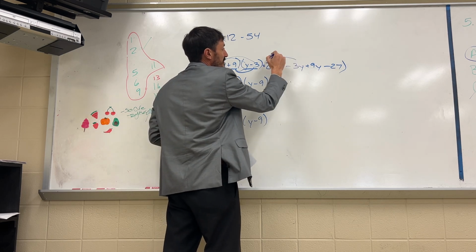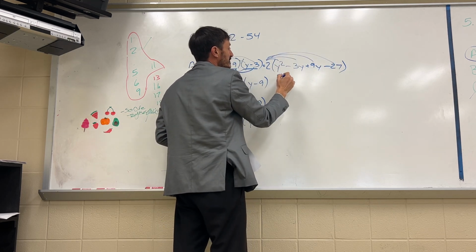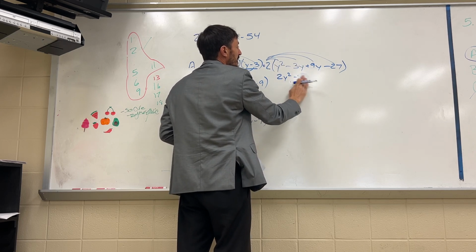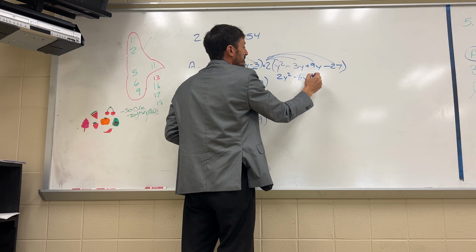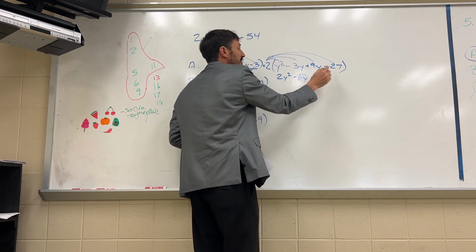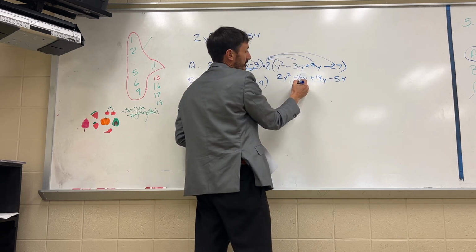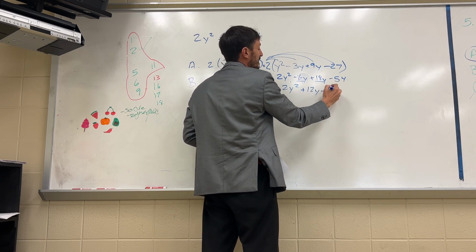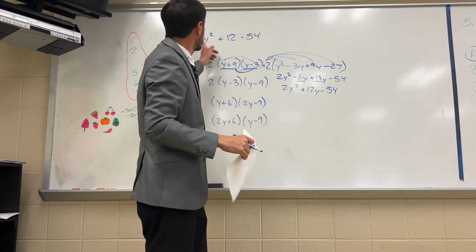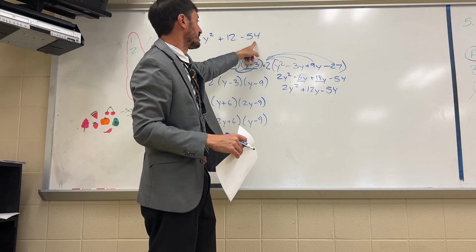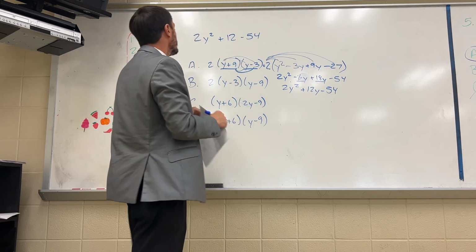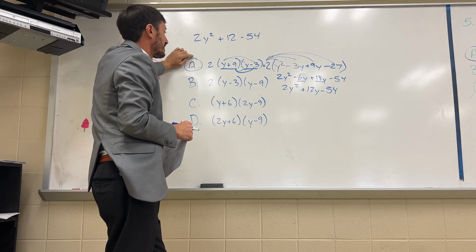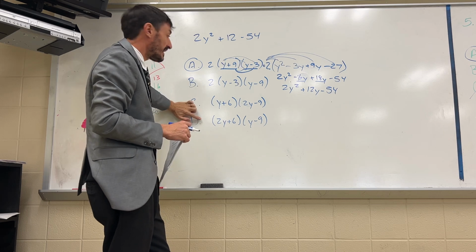Now we need to distribute our 2. Okay, 2 times y squared is 2y squared. 2 times negative 3y is negative 6y. 2 times 9y is 18y. And 2 times negative 27 is negative 54. We have negative 6 plus 18, which is going to give 2y squared plus 12y minus 54. And notice this matches. This is our answer, most likely. Okay, so answer option A matches up. So we're going to say that A is our answer so far. I do recommend that you check all of these.